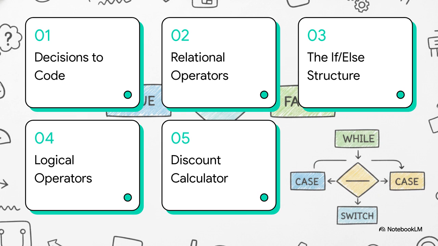We're going to map everyday decisions to code, check out relational operators, tackle the if-else structure, dive into some advanced logical operators, and then wrap it all up by building a real-world discount calculator.